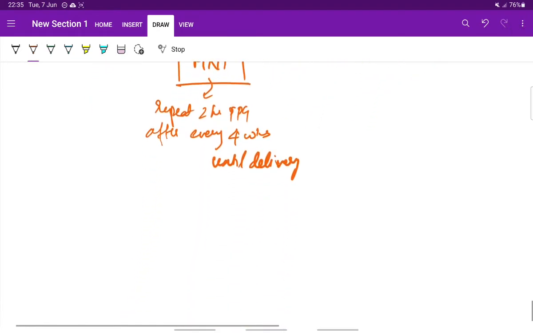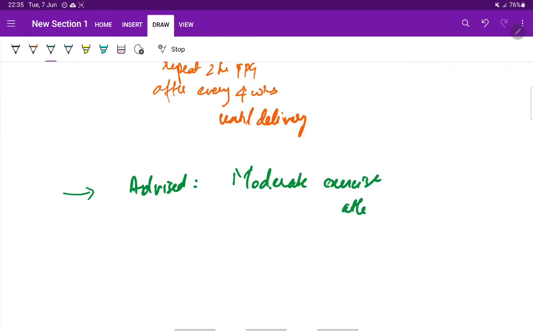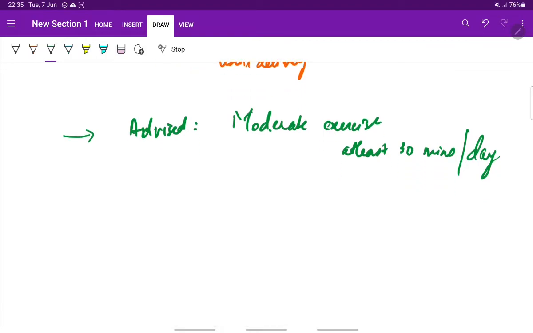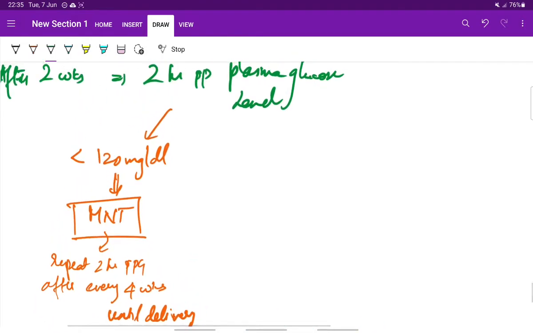And also, the antenatal woman who was diagnosed to have gestational diabetes mellitus should be advised moderate exercise of at least 30 minutes per day. And if the blood glucose is not controlled by the medical nutrition therapy, then we give insulin.